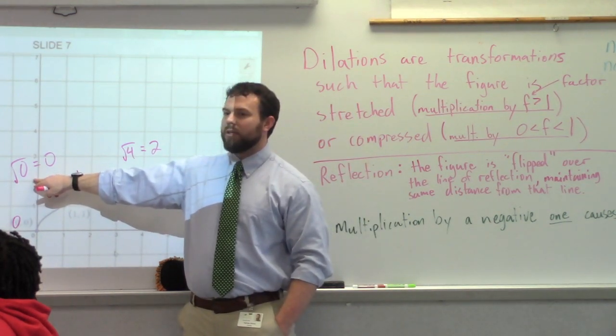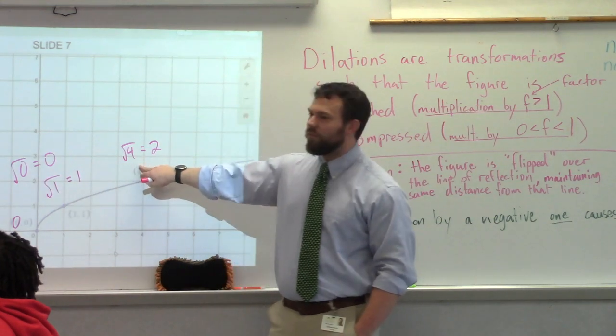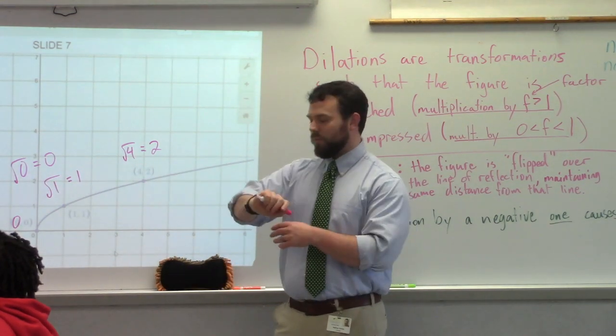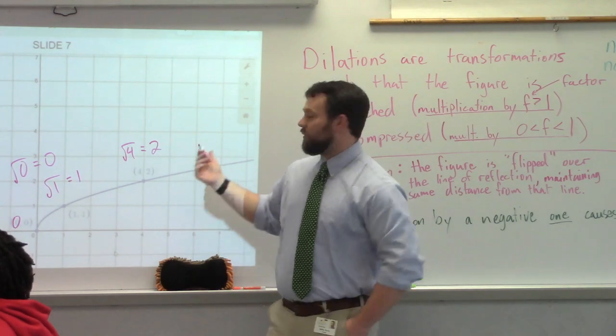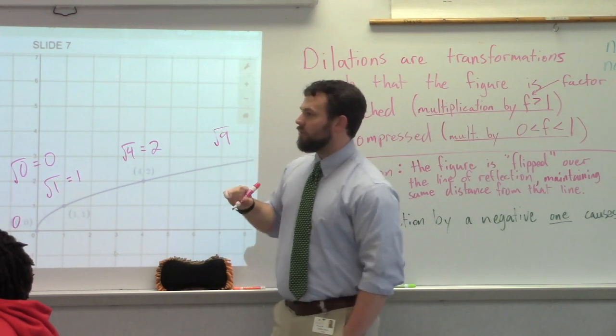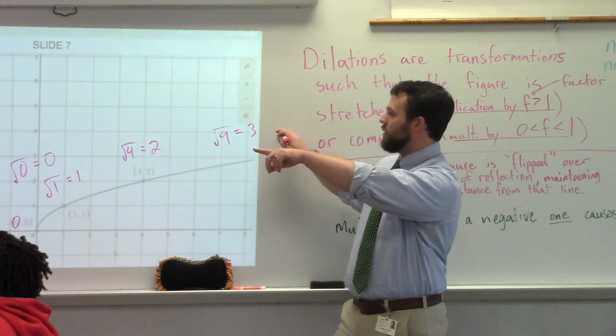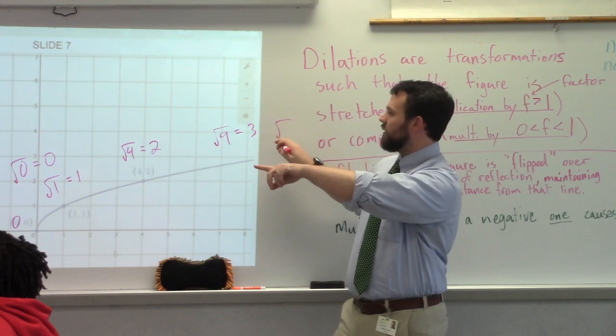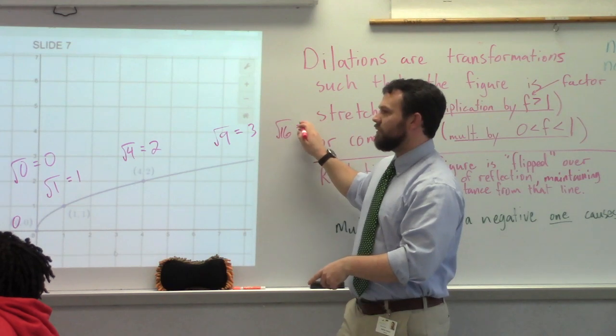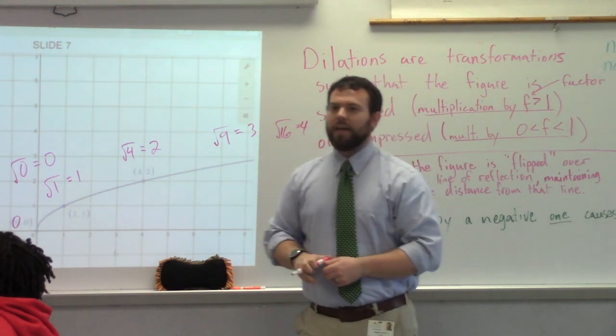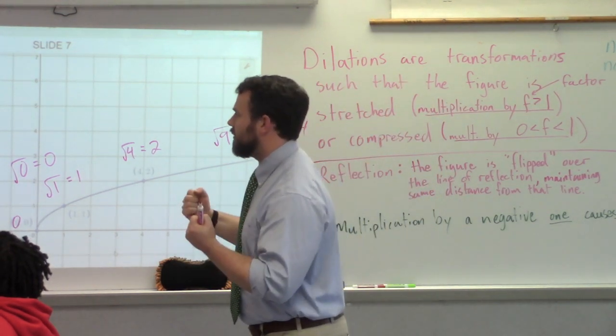Y'all, eyes up here. Input of 0, input of 1, input of 4. What's the next square root? Square root of 9? Because what's square root of 9? 3. And what were you saying? I thought you were gonna say 16.